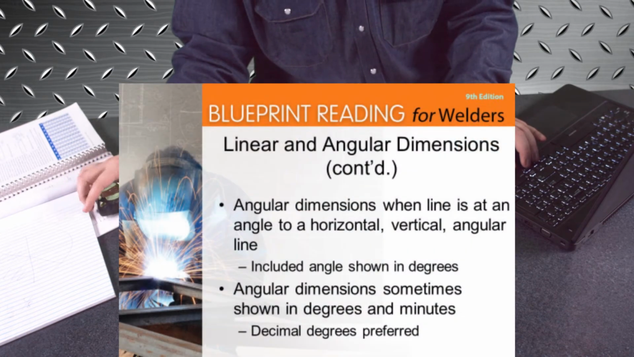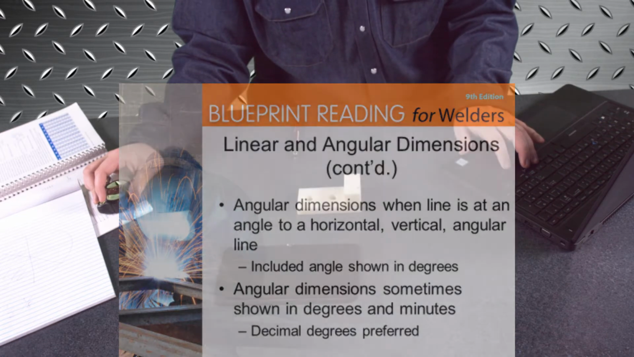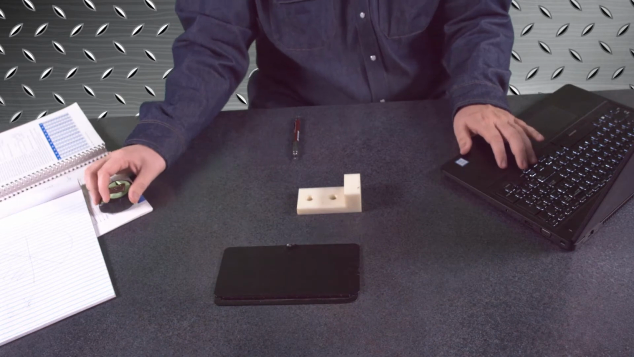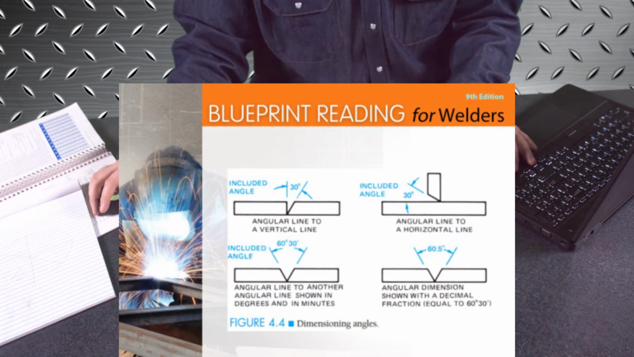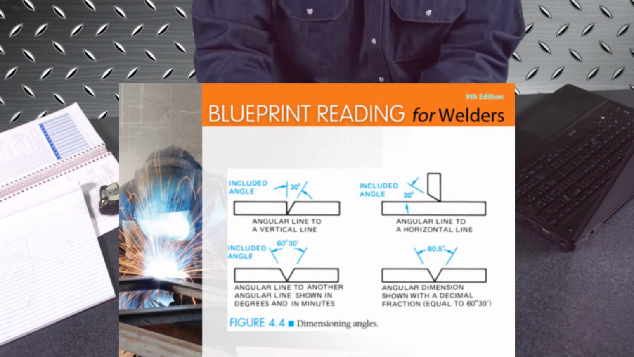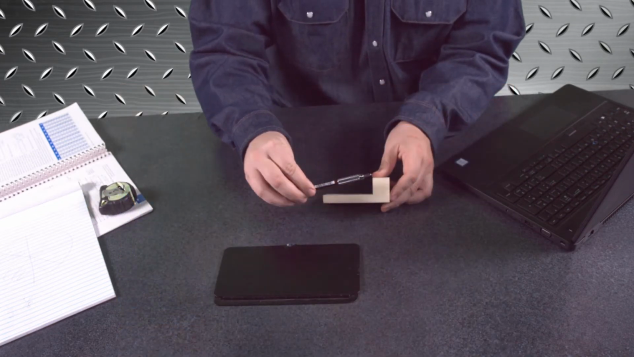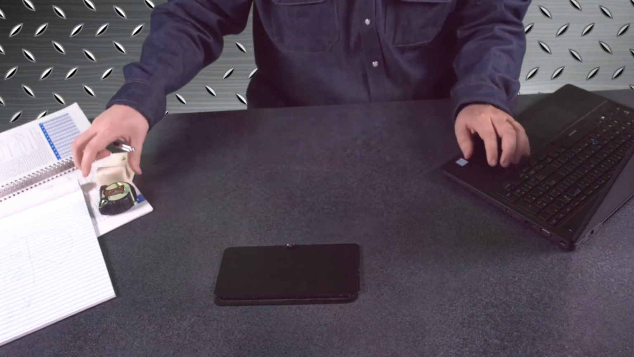Angular dimensions: when a line is at an angle to a horizontal, vertical, or angular line, the included angle is shown in degrees. Angular dimensions are sometimes shown in degrees and minutes. Decimal degrees are preferred. As you can see on this slide, for an angular line to a vertical line, the included angle is 30 degrees. What's being measured is from the 0 on the bottom up like that, and the space between that would be our angle, or our 30 degrees.